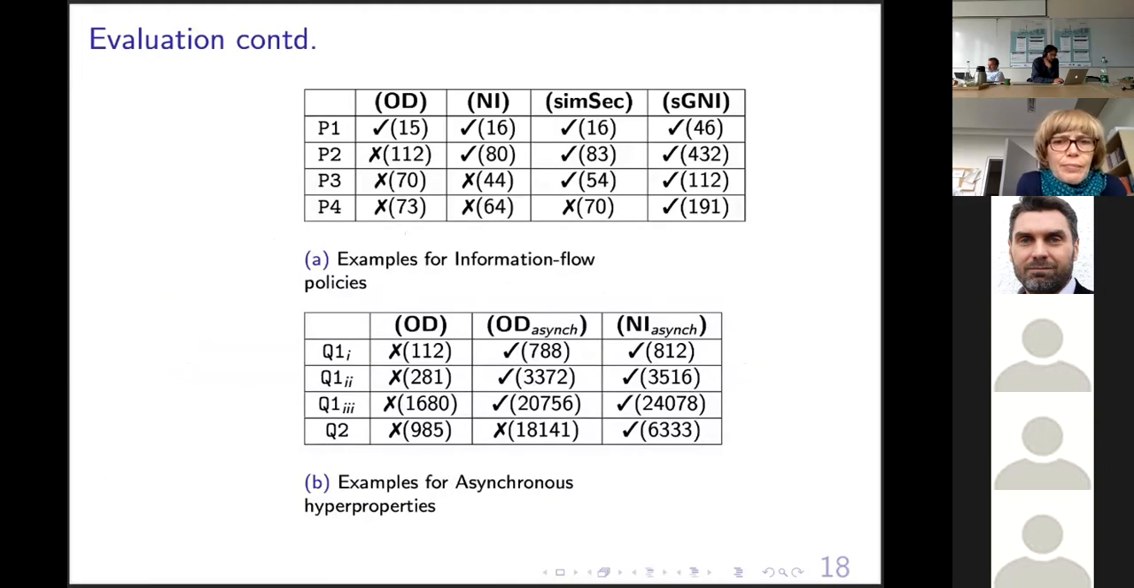You can find an evaluation in our paper, but essentially what we've done is we've constructed very small example programs and various security properties such as observational determinism, non-interference, simulation security, generalized non-interference, and so on and so forth, and checked them on these properties. And on the other hand, we've also implemented many asynchronous hyperproperties, like asynchronous extensions of observational determinism or an asynchronous version of non-interference.